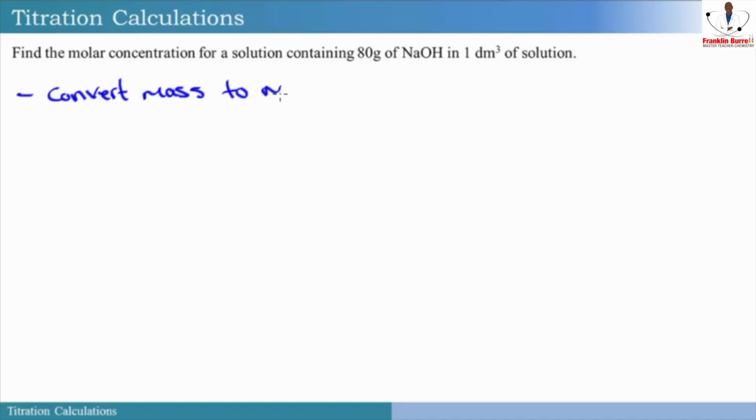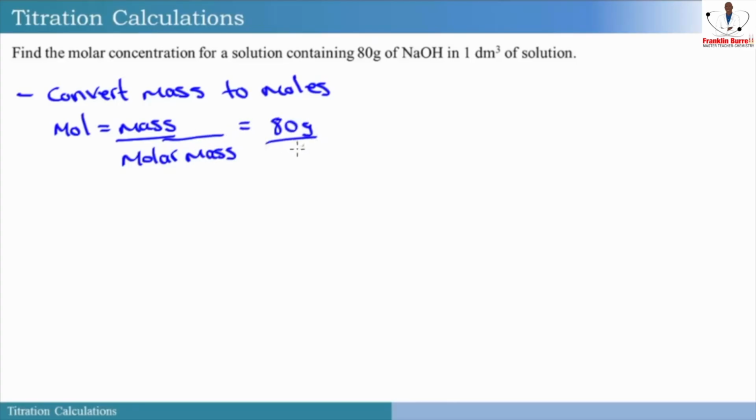To convert mass to moles, we need the molar mass of sodium hydroxide, which we know already is 40: 23 plus 16 plus 1. So we say moles equal mass over molar mass. And the mass is 80 grams divided by the molar mass of sodium hydroxide. So 80 divided by 40 grams per mole.